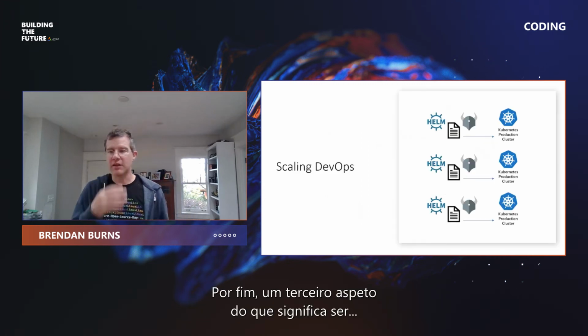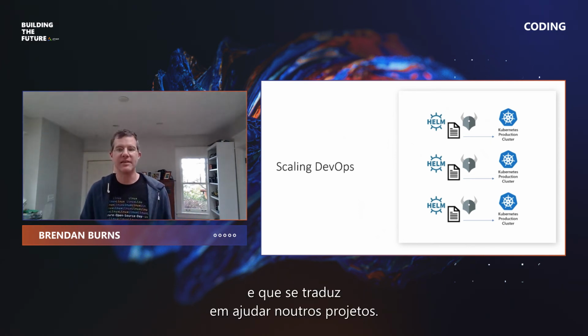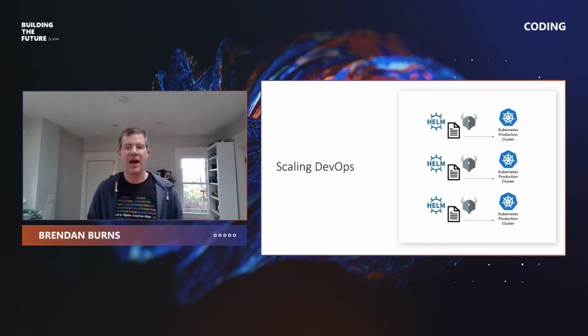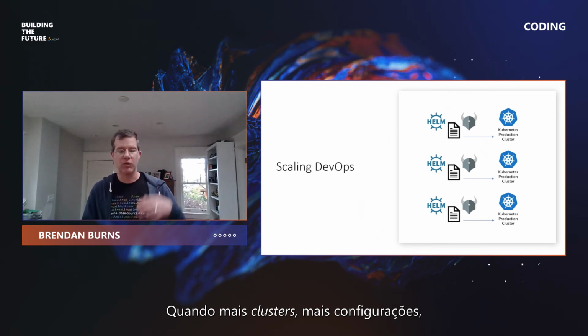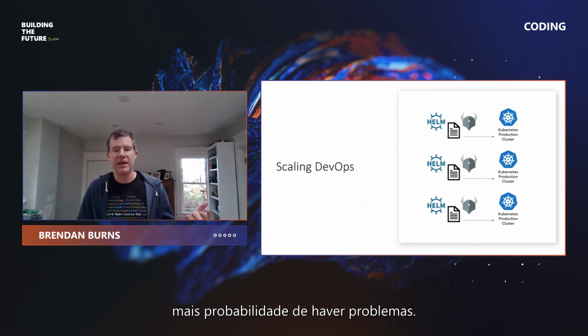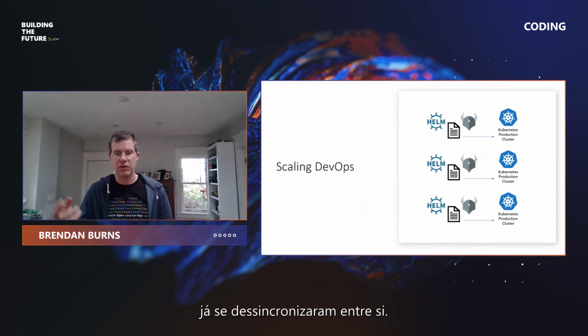And then finally, I think there's a third part of what it means to be a good citizen in the cloud native ecosystem, and that's helping other projects, right? So we looked at this other problem that our customers had, which was how do you scale up DevOps? Obviously, the more clusters you have, the more configurations you have, you're going to run into problems. You're going to have copies of those configurations everywhere. They'll have skew. They get out of sync with one another.